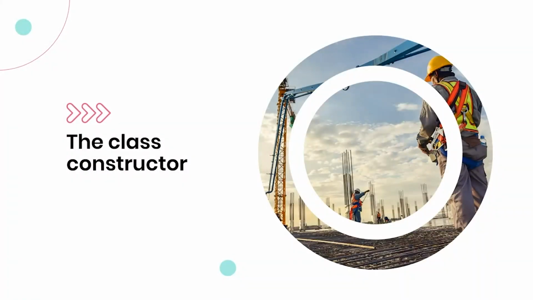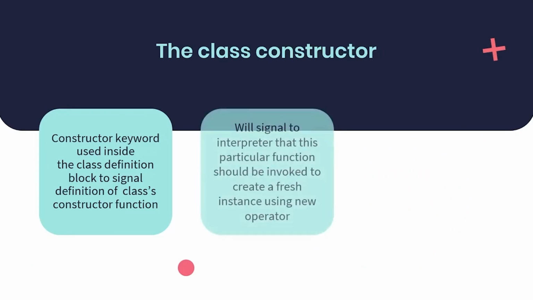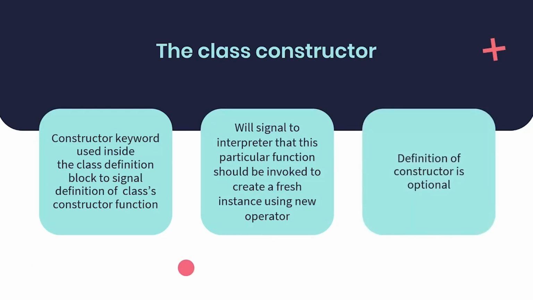Moving on swiftly, let's take a look at the class constructor. The constructor keyword is used inside the class definition block to signal the definition of the class's constructor function. Using the method name constructor will signal to the interpreter that this particular function should be invoked to create a fresh instance using the new operator. Definition of the constructor is optional. Electing not to define the class constructor is the same as defining the constructor as an empty function.